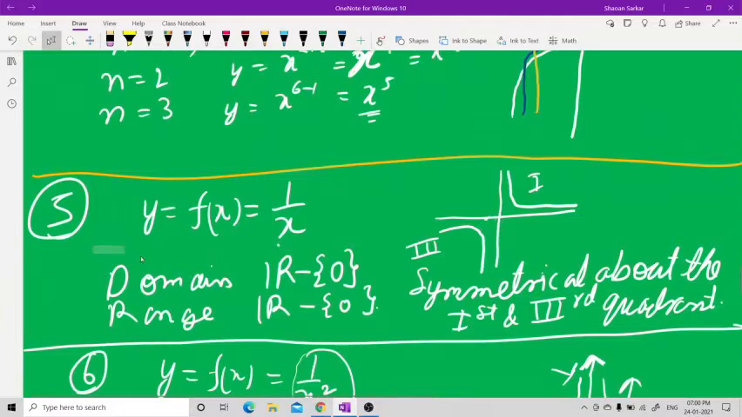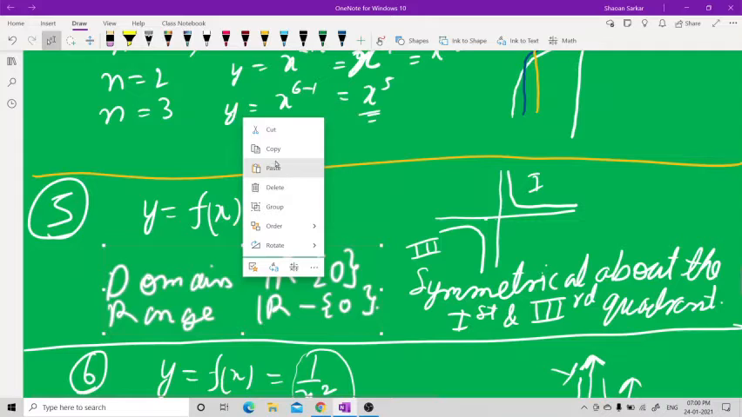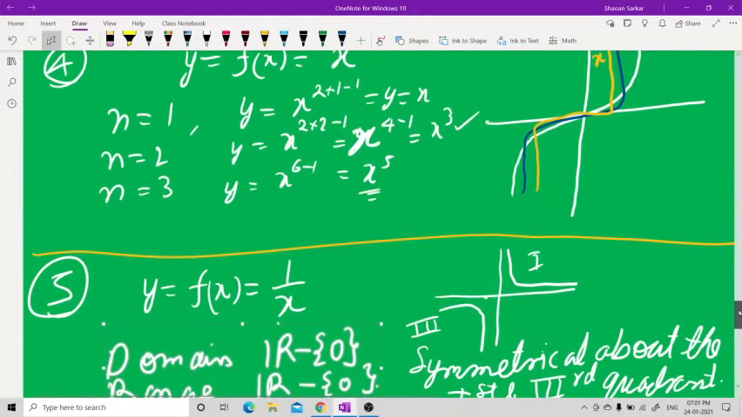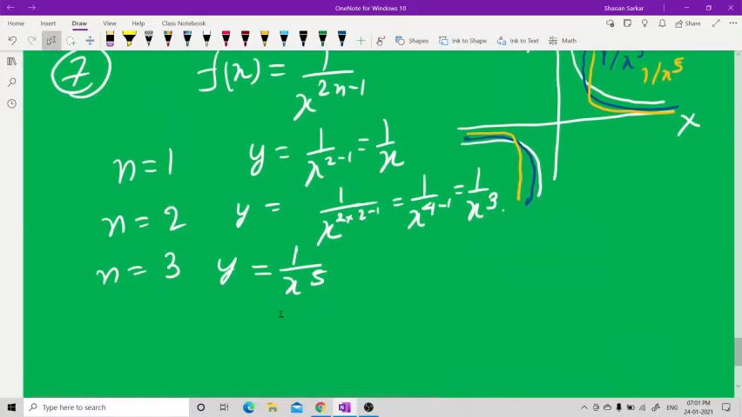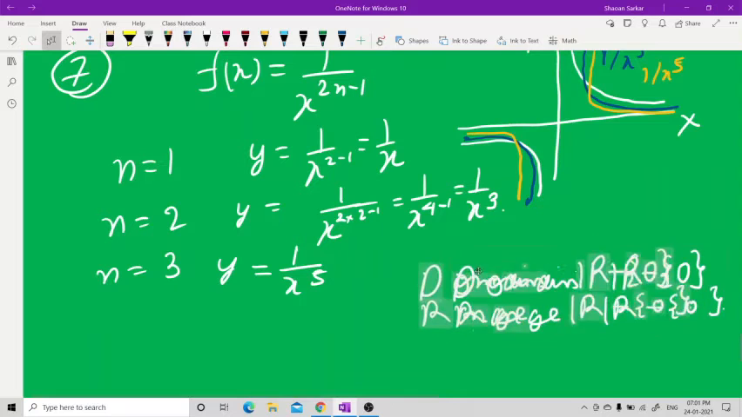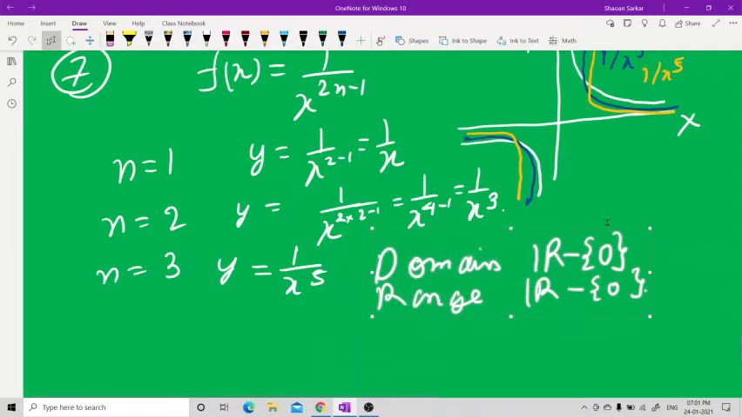Did you see the domain? And did you see the range? The same will be copied to this one. Let me come down and show you this here. Here the domain and range would remain the same, right?